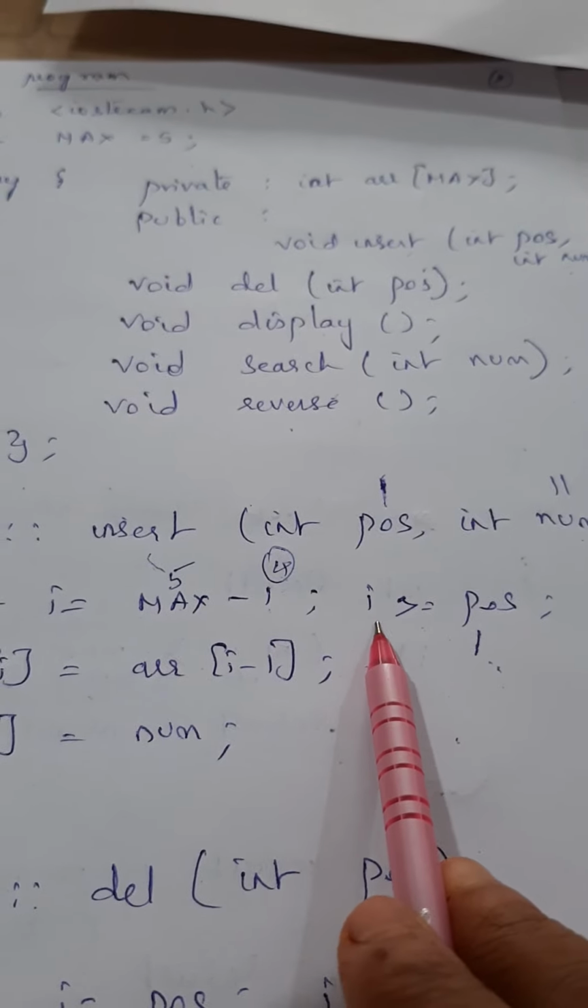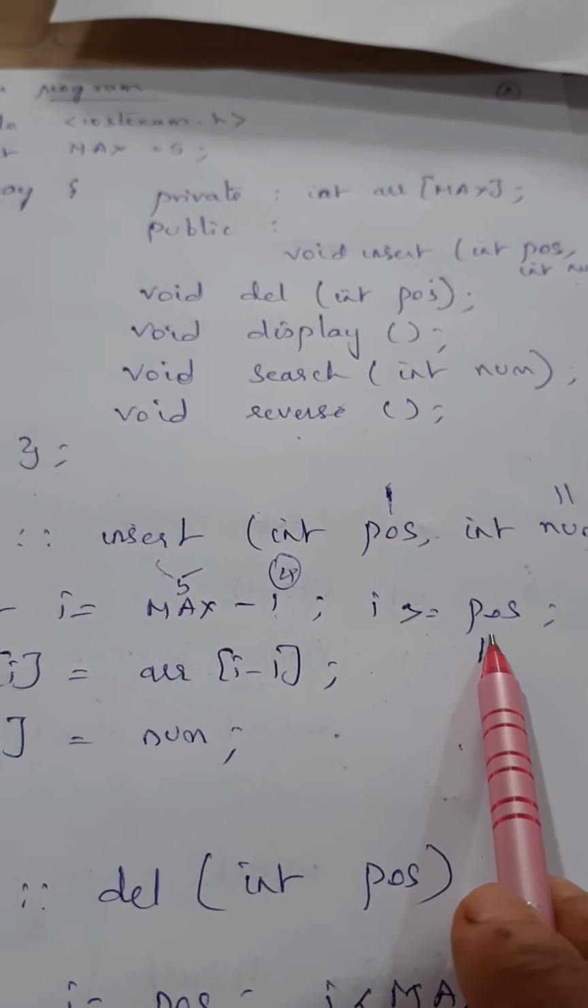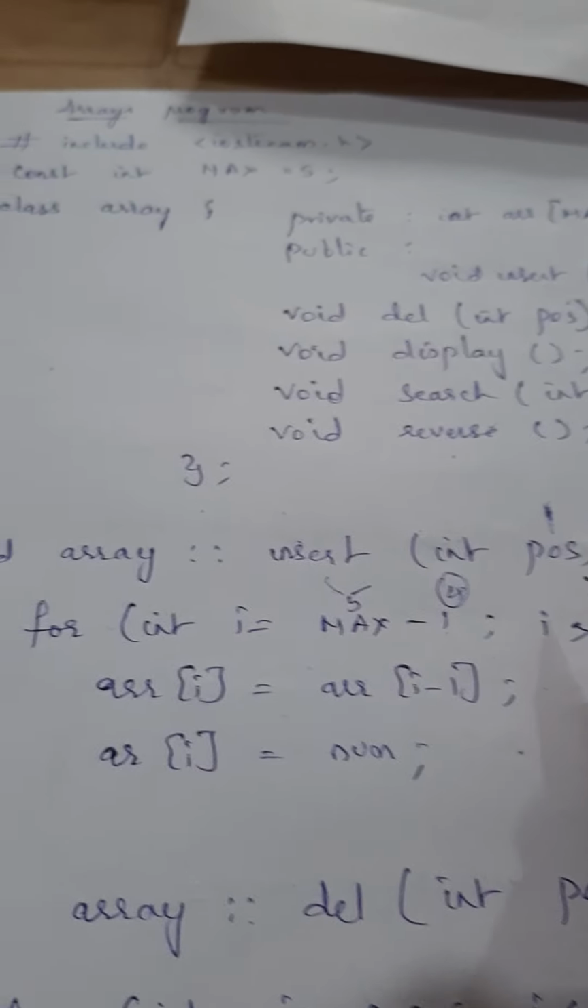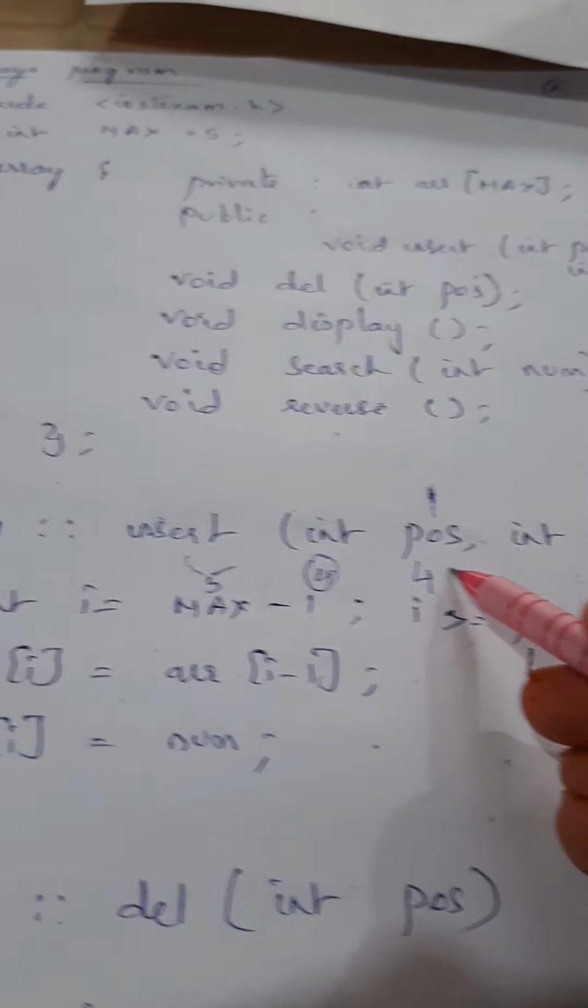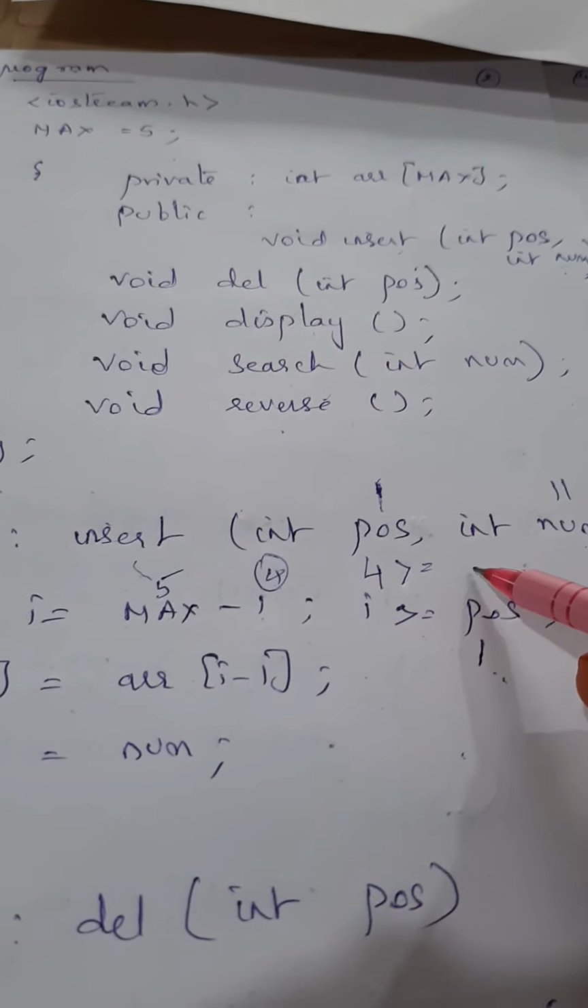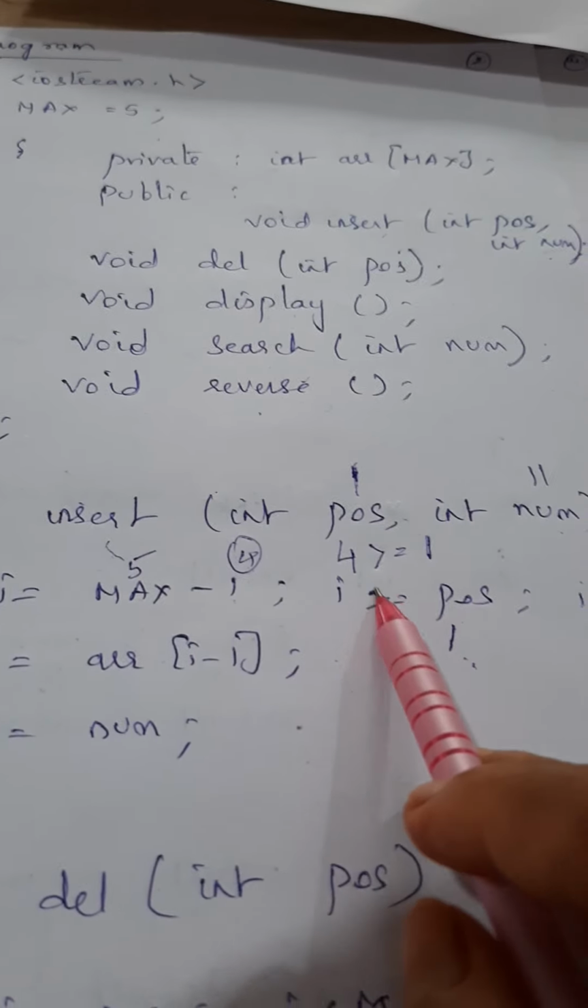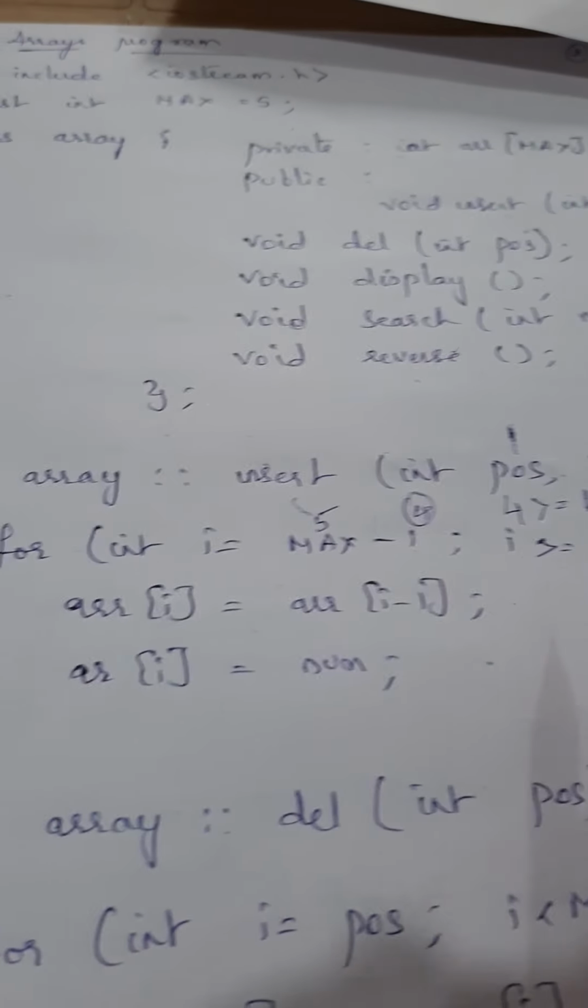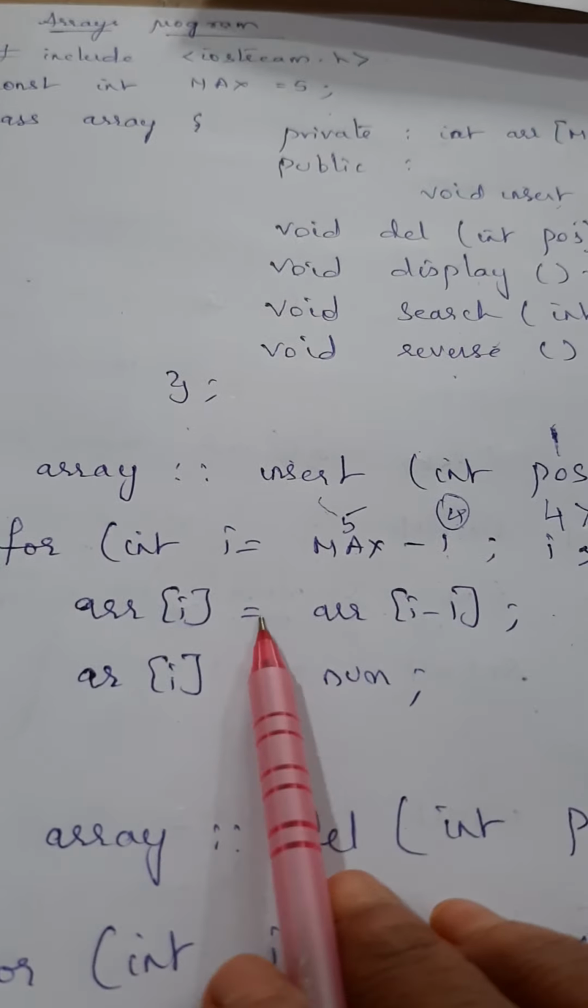We have to check whether 4 is greater than or equal to the position that we have given or not. So always, is the I value 4 greater than or equal to position? What is position here? 1. So this condition is true. When the condition is true, you will enter into the next statement.